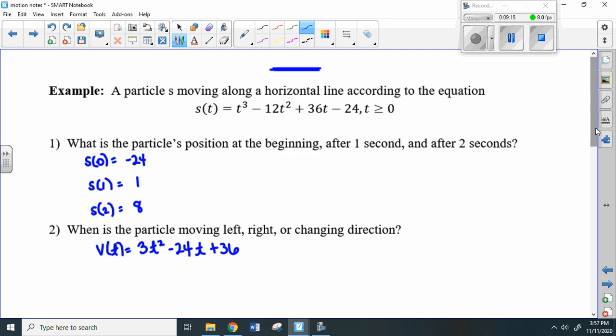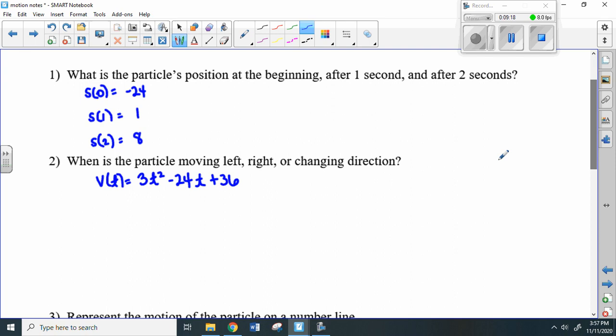All right, and to figure out signs on a function, technically you could graph it, but you should also be able to do it without a graph. So what you want to do is set your velocity equal to 0 and factor it. I'm going to go ahead and take out the GCF to save myself one step of writing, and I'm setting it equal to 0. Then I'm going to factor the rest of the way.